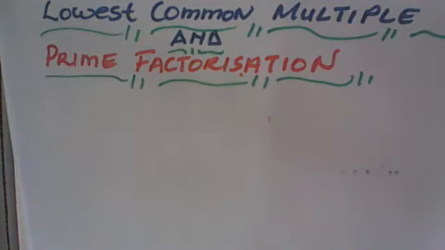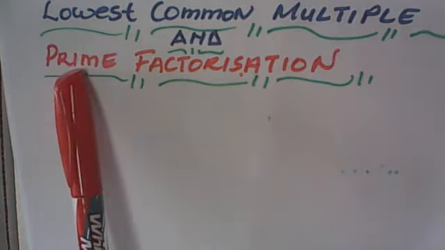Now, what is prime factorization? Prime factorization is the breaking down of a number to its prime factors. So we are going to do that. Let us start first with prime factorization. Now, in order to understand what prime factorization is, you have to break this.